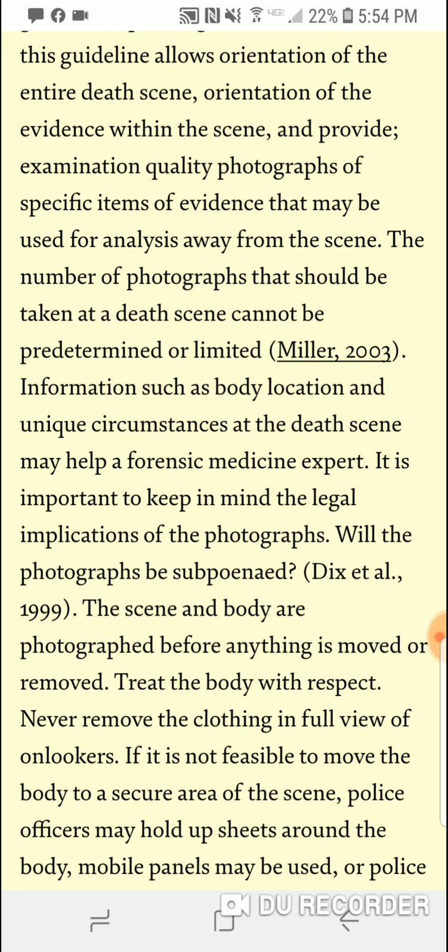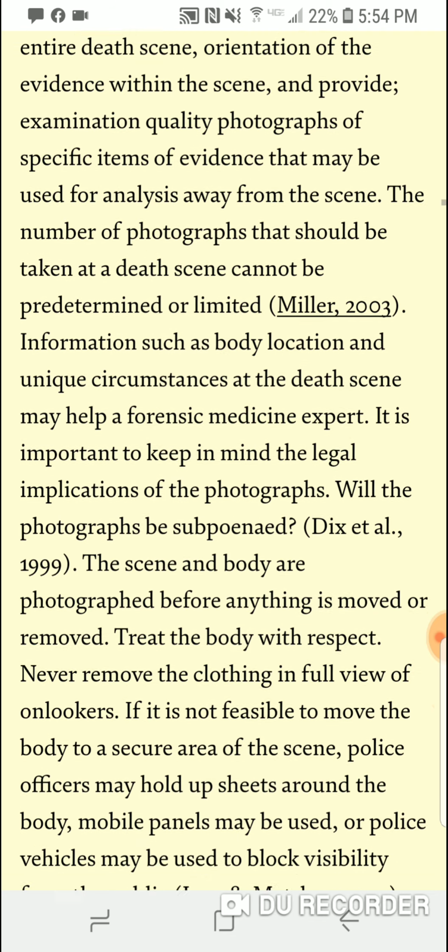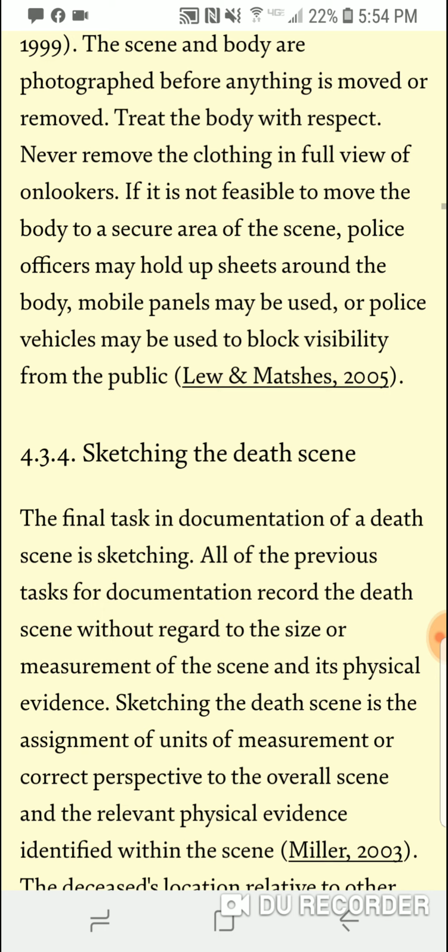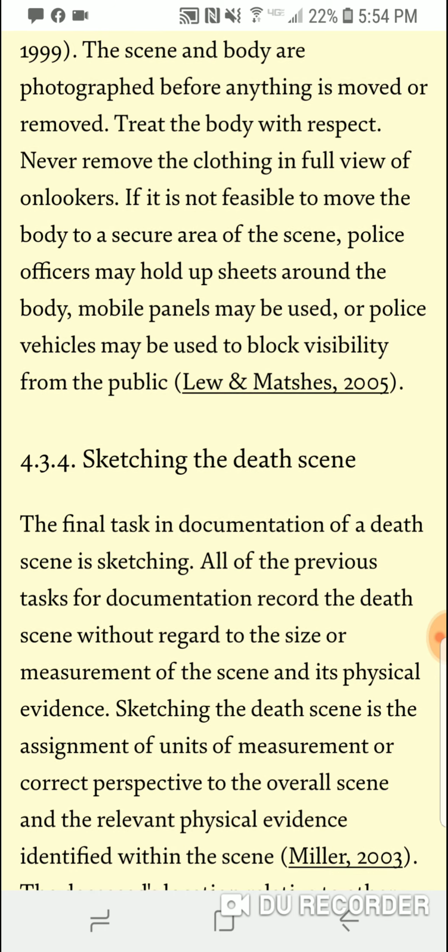It allows orientation of the entire death scene, orientation of the evidence within the scene, and provides examination quality photographs of specific items of evidence that may be used for analysis away from the scene. That would have been anything found in the freezer, the lip gloss, just anything found at that scene. Hair tie. The scene and body are photographed before anything is moved or removed.